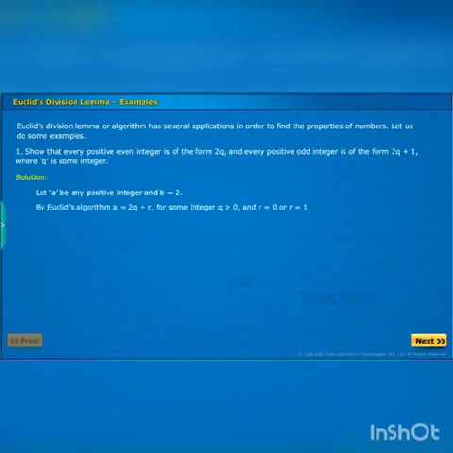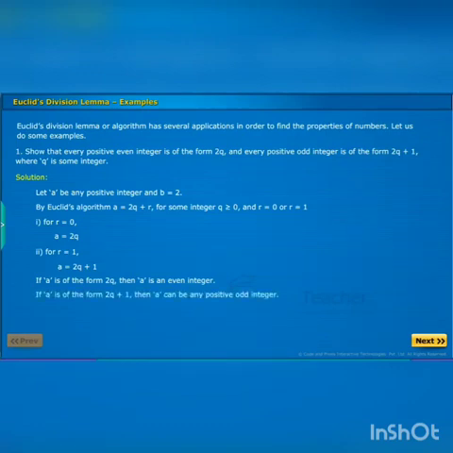By Euclid's algorithm, a = 2q + r for some integer q greater than or equal to 0, and r equal to 0 or r equal to 1. 1. For r equal to 0, a = 2q. 2. For r equal to 1, a = 2q + 1. If a is of the form 2q, then a is an even integer. If a is of the form 2q + 1, then a can be any positive odd integer.